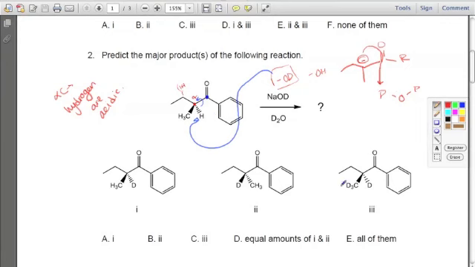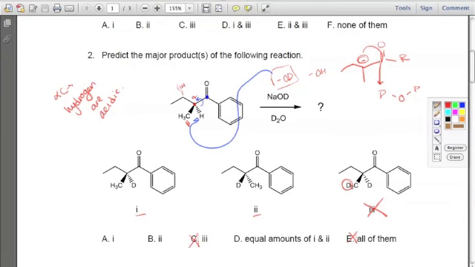Now the question is, as we see here, right off the bat we could eliminate 3, because you could see that it replaced these hydrogens with the deuterium, and those are not acidic hydrogens. They weren't on the alpha carbon. They're actually on the beta carbon or something. So no, you can't replace those hydrogens. They're not acidic. So then the question is, is it going to be 1, 2, or an equal amount of 1 and 2?